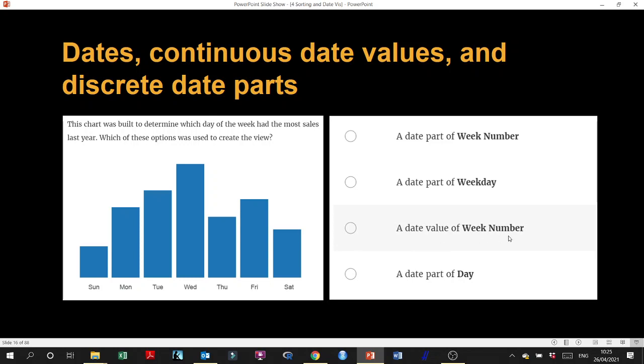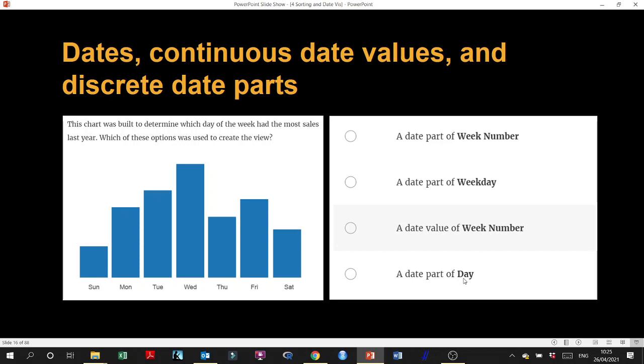A date value of week number. Is it a week number? No, there's no date value of a week number. A date part of day. What's the difference between a date part of weekday and a date part of day? This is a very important question.